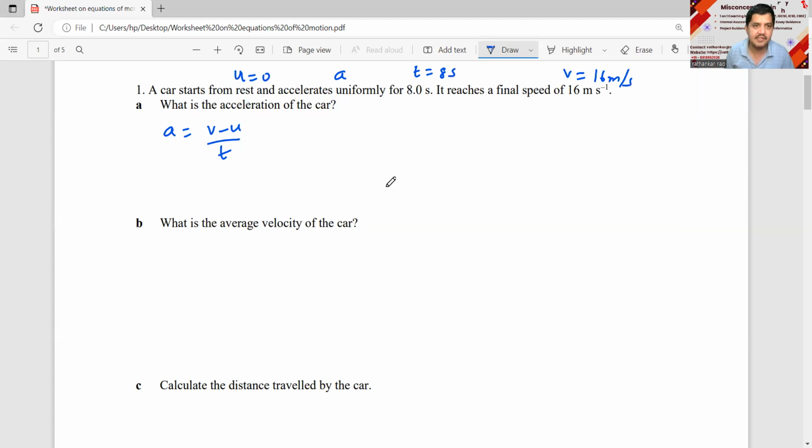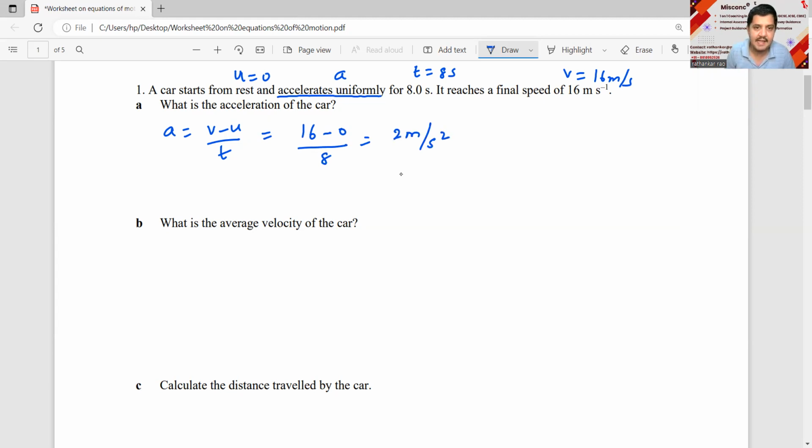See, this is one of the equations of motion. Why should I use my equation of motion? Because it very clearly says it accelerates uniformly. What do you mean by uniform acceleration? It means the acceleration is constant. So I can use this. Let me substitute these values. The value of v is 16, u is 0, divided by time, which is 8. So the answer should be 2 meters per second squared.